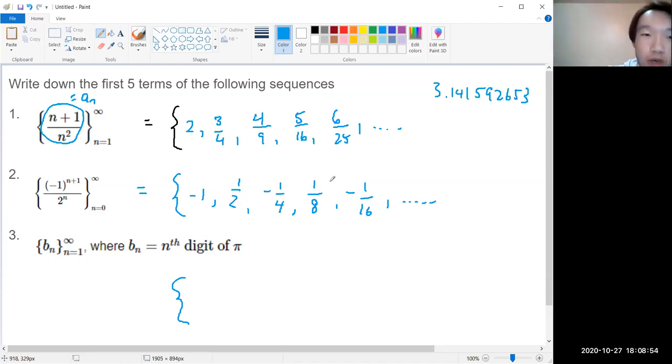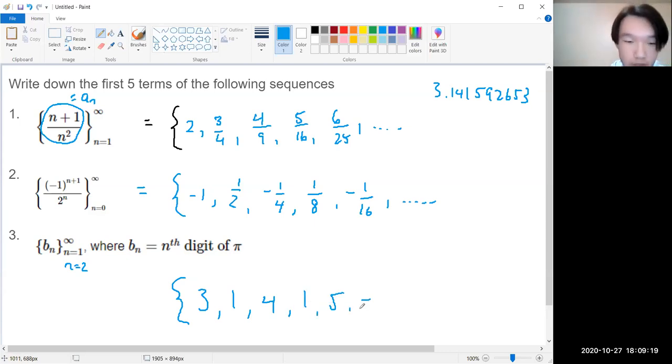Okay, so as far as this sequence is concerned, the first number in our sequence will be the first digit of pi, which is 3. When n equals 2, that means we're looking at the second digit of pi. So what's the second digit of pi? That would be 1. And then the next digit of pi, and then the next one, and the next one. Okay, so this is our sequence.